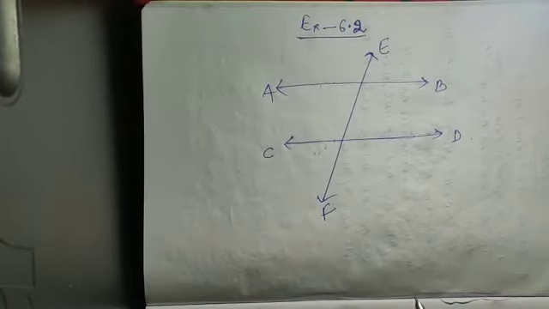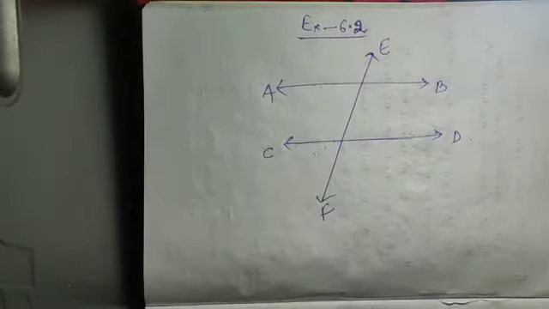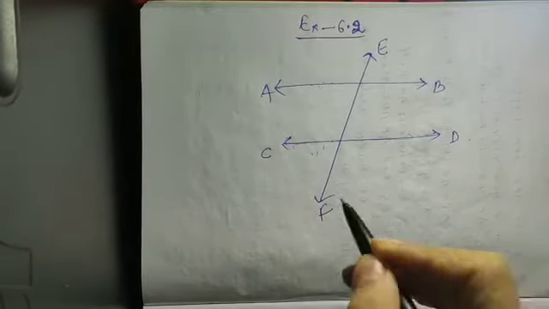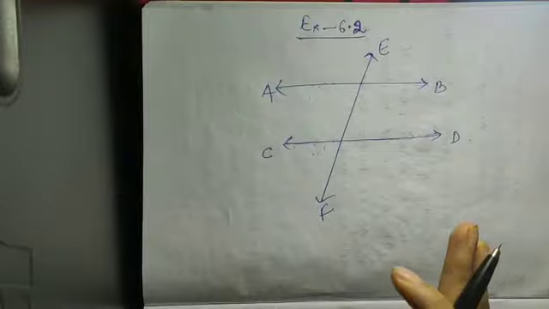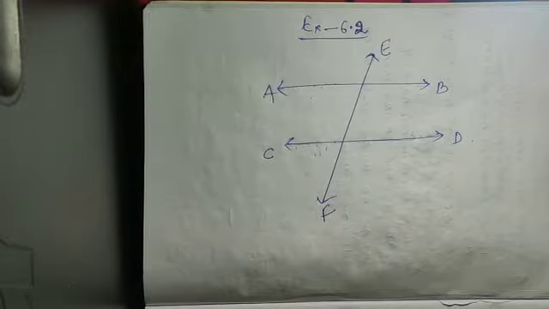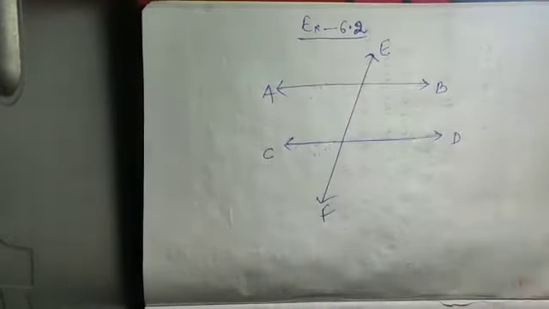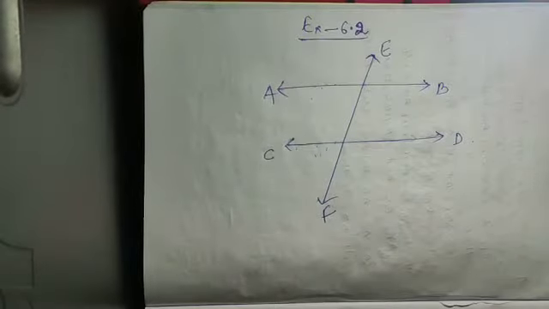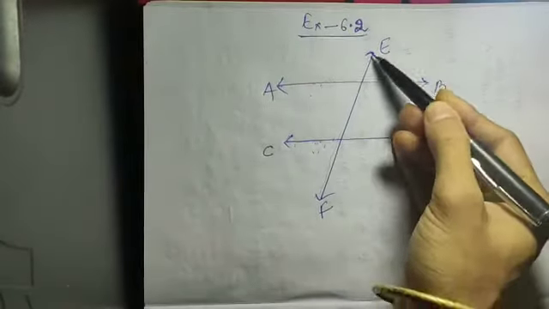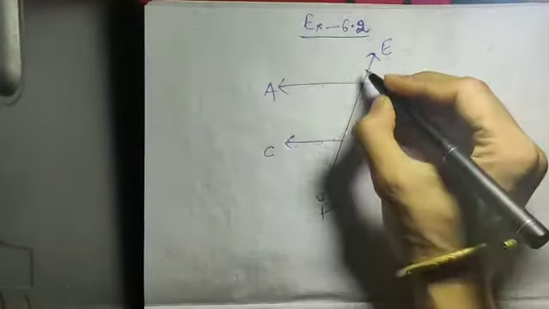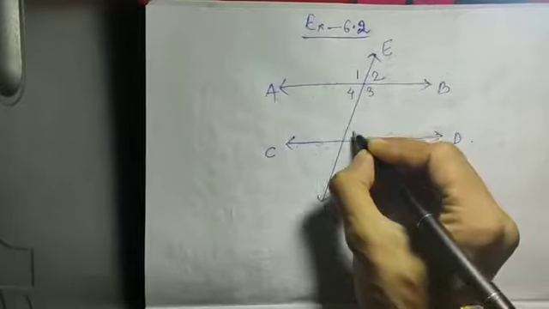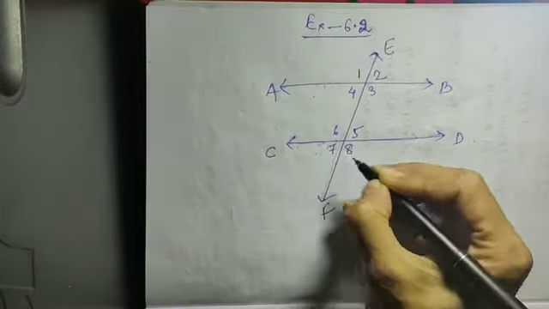Got it? Now if AB and CD are parallel lines and EF is the transversal, just notice each and every word. If the two lines are parallel and EF is the transversal, then the conditions that I am going to tell you will be effective. If these two lines are not parallel, then the conditions will not apply. Let us say this one is angle 1, this one is angle 2, this one is 3, this one is 4, this one is 5, this one is 6, this one is 7, this one is 8.